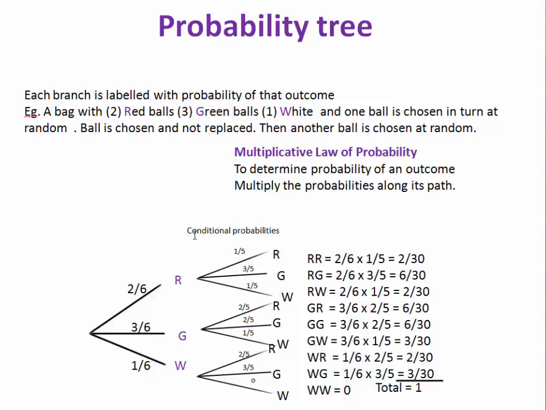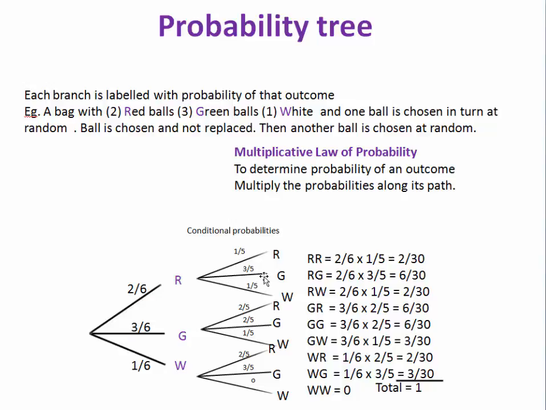But here we have conditional probabilities because we've removed 1 red ball, then here we've removed 1 green ball, then here we've removed 1 ball, which is white. So here the conditional probability, because we've removed 1 red ball, would go from 2 to 1, and the total number would go from 6 to 5. So the probability of getting a red and then a red, by the multiplicative law of probabilities, would be 1/5 multiplied by 2/6. So getting a red and a red, we go along this path and multiply the probabilities together.